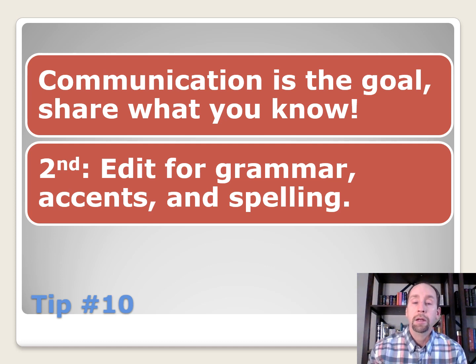After you've communicated and written down things that you wanted to say and said things, then go back and look for ways to improve on your grammar or accents or spelling. And if you do make a mistake speaking, then you can just stop and then correct yourself, and the mistake won't count against you. So just share what you know, be confident.